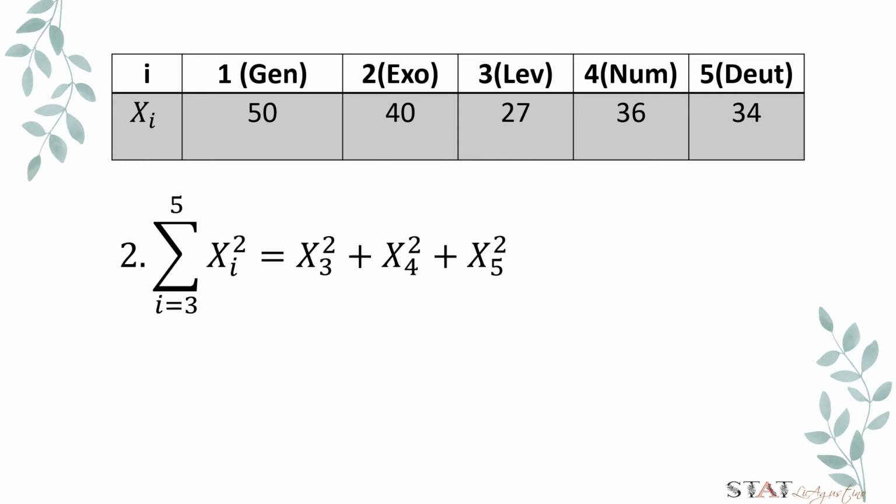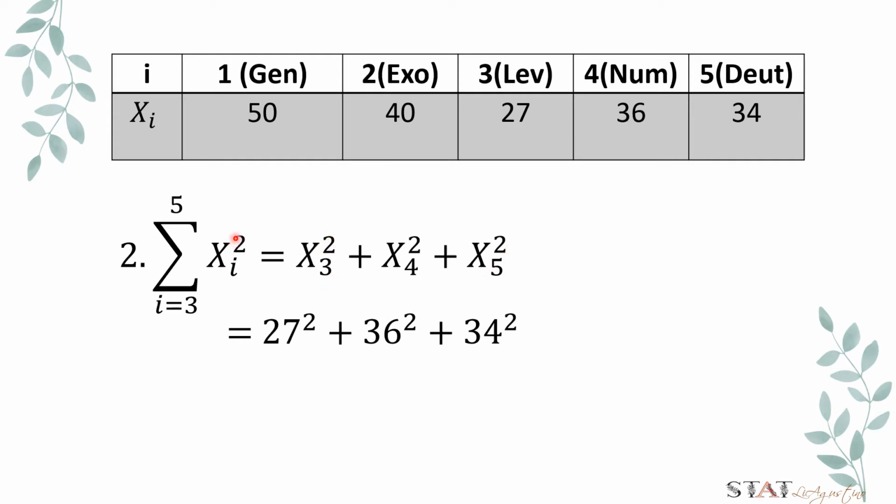Now, we have another example, using the same example but a different mathematical expression. Here, summation of xi squared, where i ranges from 3 to 5. Take note of this: our lower limit is 3 and our upper limit is 5. So using this same term, x3 as our lower limit squared, plus x4 squared, plus x5 squared.